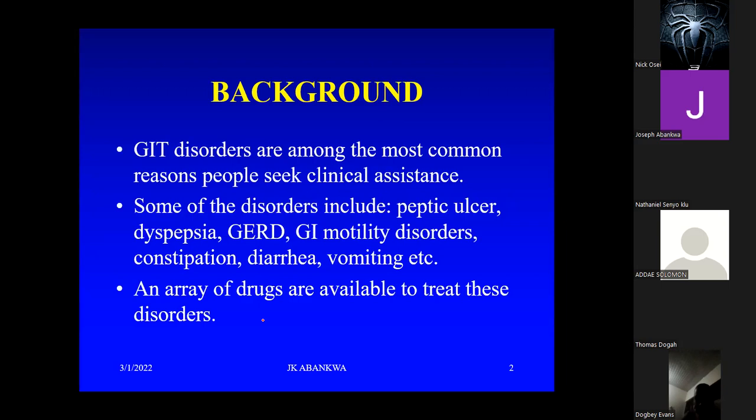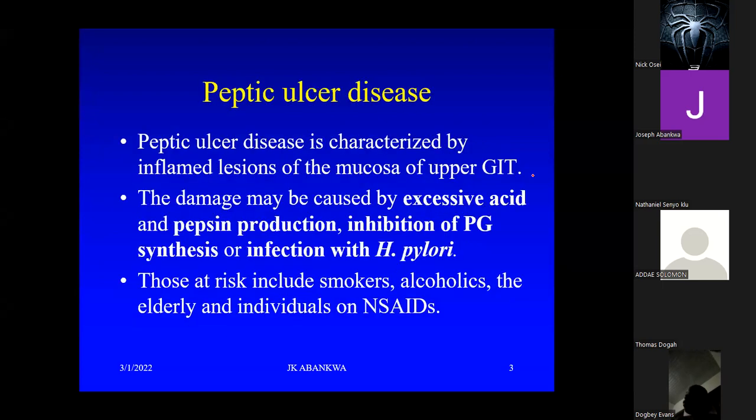GIT disorders are among the most common reasons people seek clinical assistance. Some of the GIT disorders include peptic ulcer, dyspepsia, gastroesophageal reflux disease, GI motility disorders, constipation, diarrhea, and vomiting. I know many of you have actually encountered one of these diseases or disorders before, and there are a lot of drugs available for the treatment of these disorders.